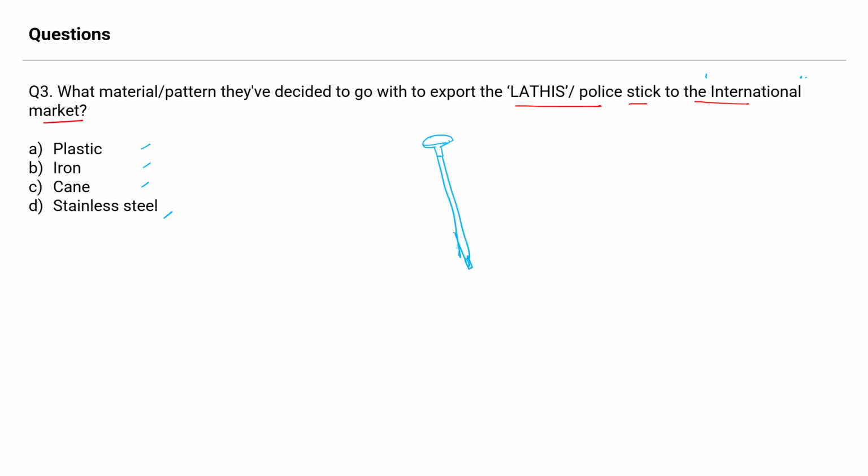So plastic. Okay, we have got one vote on plastic. Anyone else? I think it is cane because we are talking about lathis. Guys, please check your mic. There are some people who are unmuted. Okay, we have got one person saying cane. Sir, what was your logic for cane?